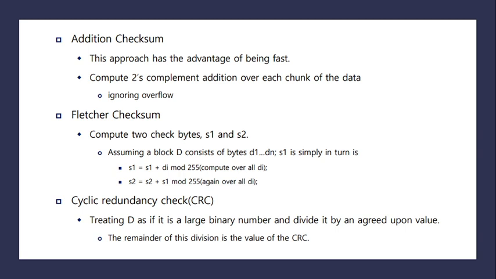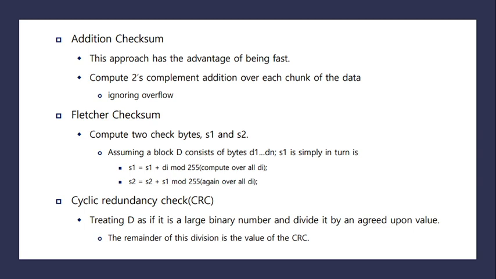Then Fletcher checksum. Compute the check bytes S1 and S2, assuming a block D consists of bytes D1 to Dn. S1 is simply S1 equal to S1 plus Di mod 255, computed over all Di. Then S2 equal to S2 plus S1, mod 255, again over all Di.